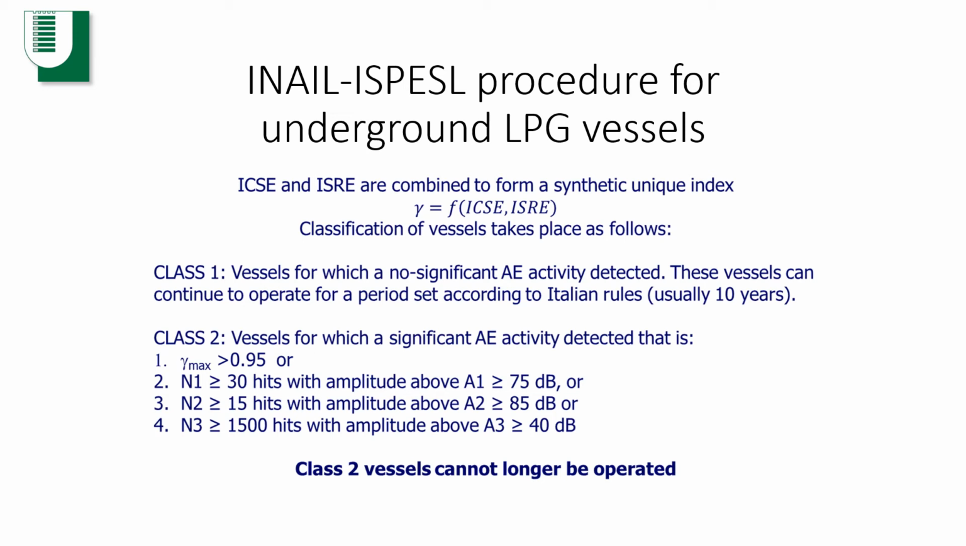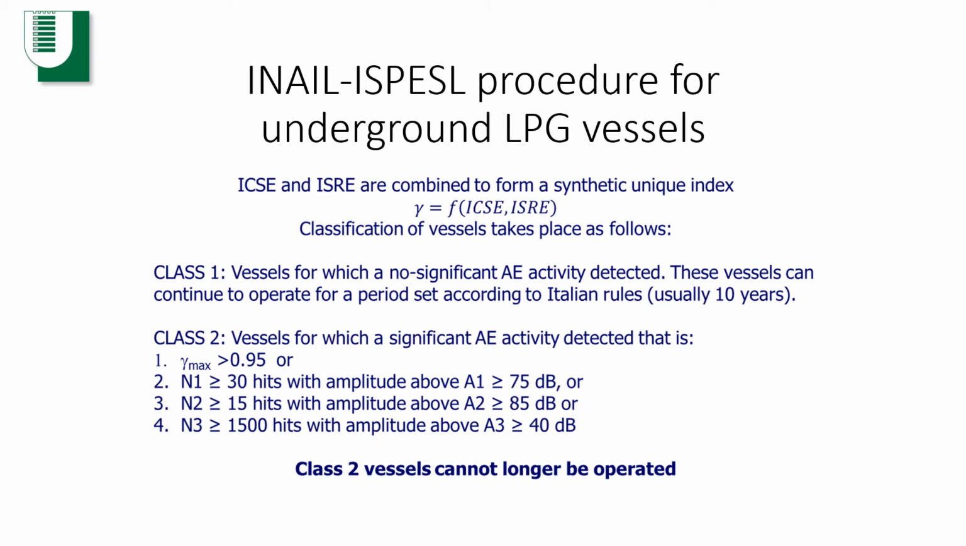The two main classes are: class 1, no significant activity is detected; class 2, a significant acoustic emission activity is detected, with one of four cases in terms of gamma max or number and energy of events. The vessel included in class 2 cannot be operated.